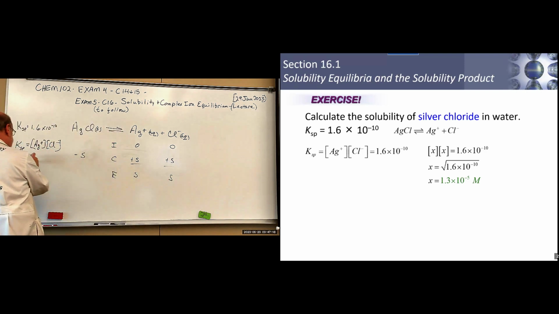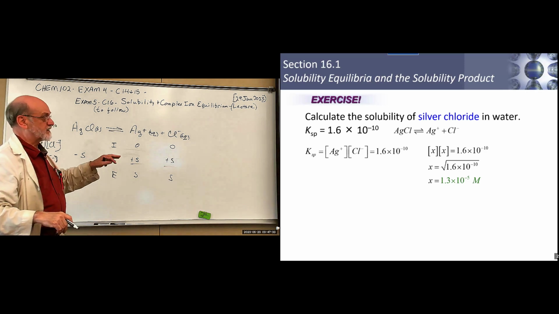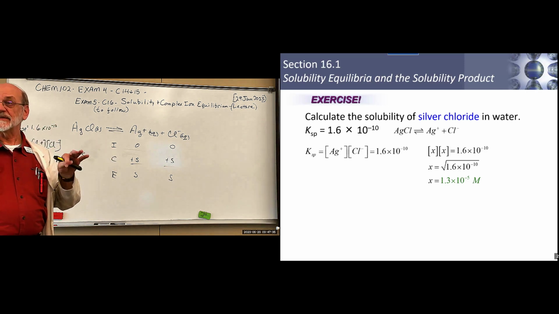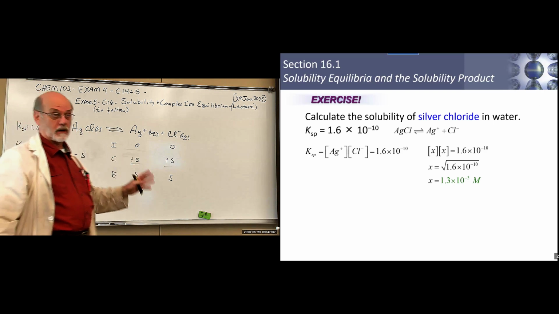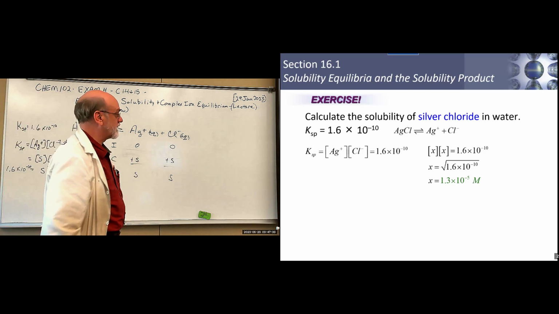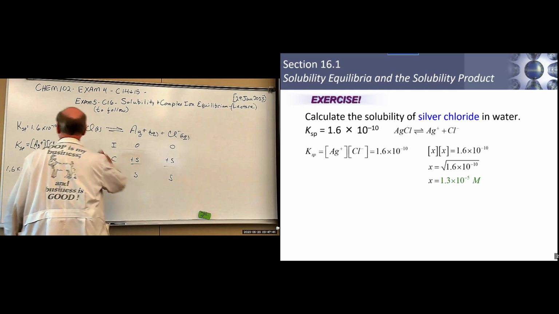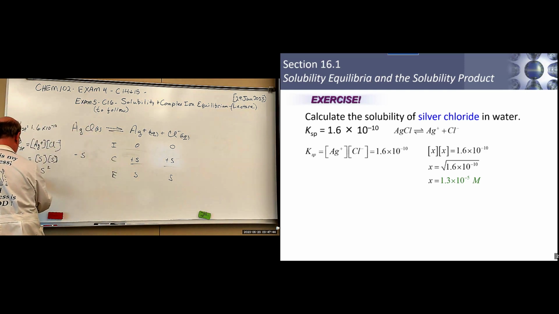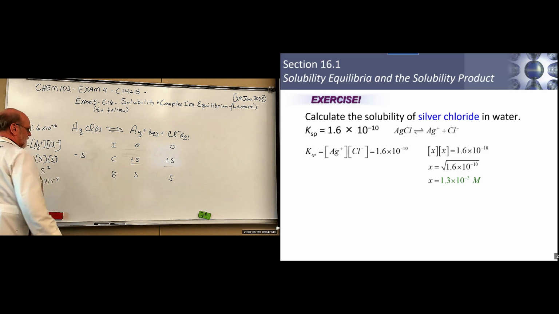So that means this expression would be S times S, right? So that'd be S squared, and that's equal to 1.6 times 10 to the minus 10. So we just take the square root of 1.6 times 10 to the minus 10, and we get the solubility of silver chloride in water at 1.3 times 10 to the minus 5. So S equals 1.3 times 10 to the minus 5.